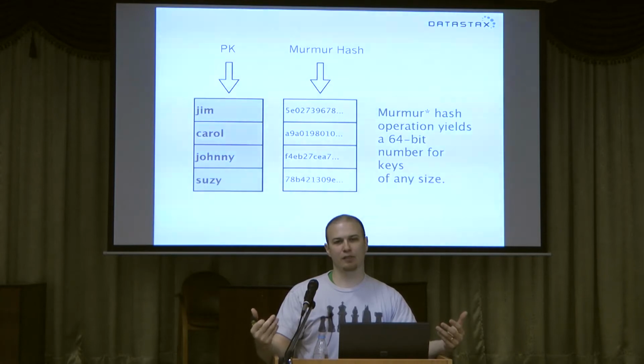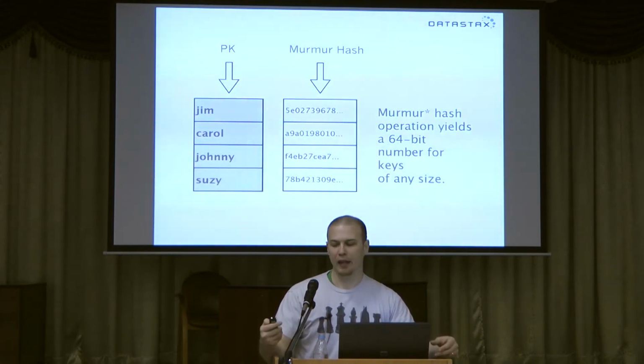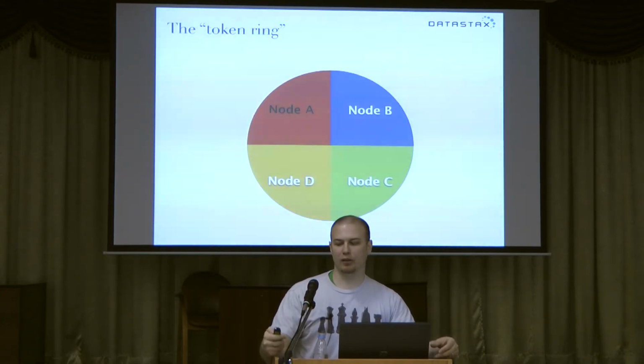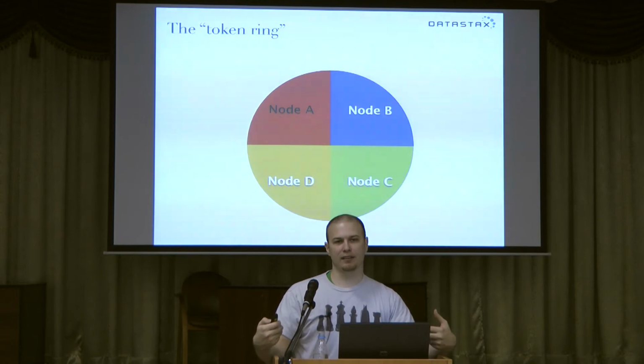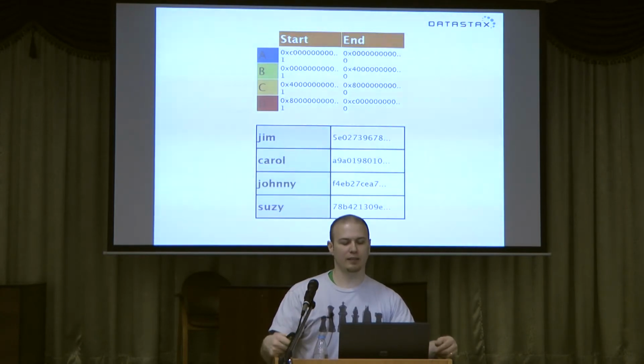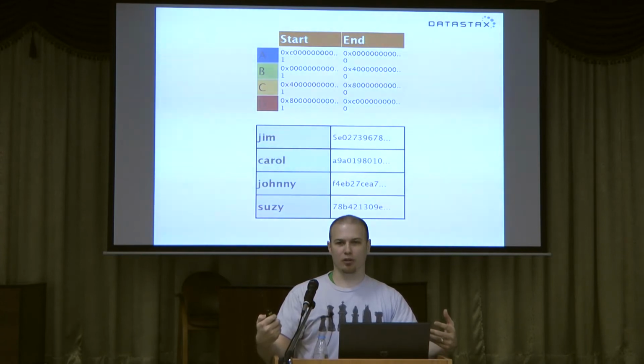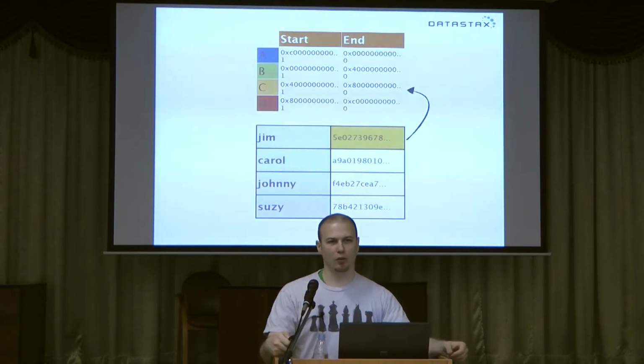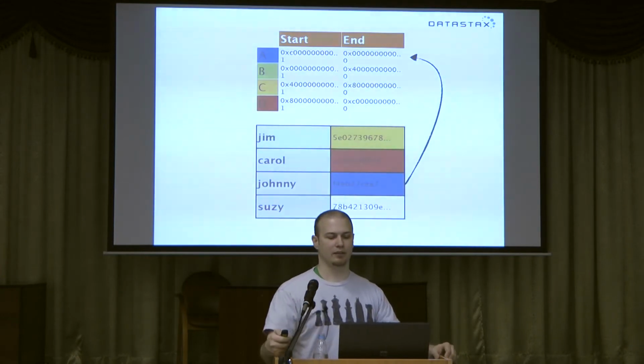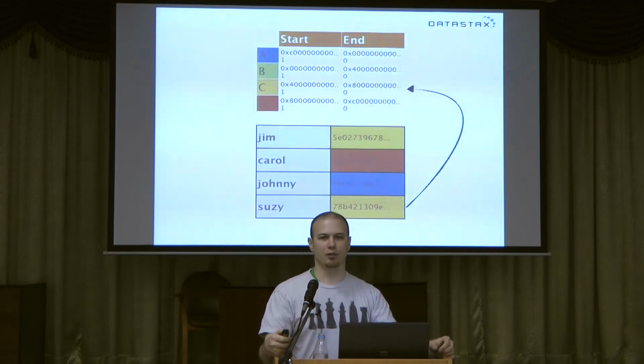So Murmur gives us a 64-bit hash value. And then we're going to assign each node in the cluster 64-bit token values that can be compared to the hash values. In this case, I've assigned each node a token that gives it 25% of my hash space. And so for each row, I can do a binary search against the tokens assigned to the nodes and say, okay, Jim belongs on node C, Carol on node D, Johnny on node A, and Susie on node C.